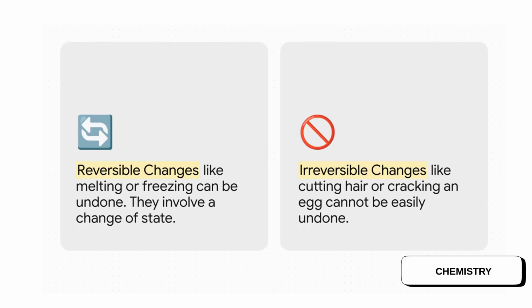Now, even within physical changes, we can break it down a little more. Some are reversible. Think about freezing and melting water. You can go back and forth all day. But other physical changes, like cutting your hair or cracking an egg, well, those are irreversible. Yeah, there's no hitting the undo button on cracking an egg.